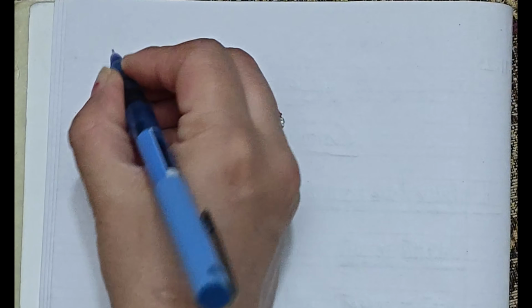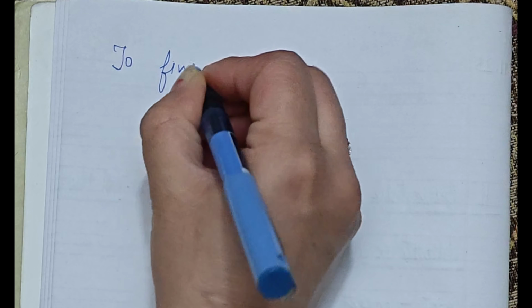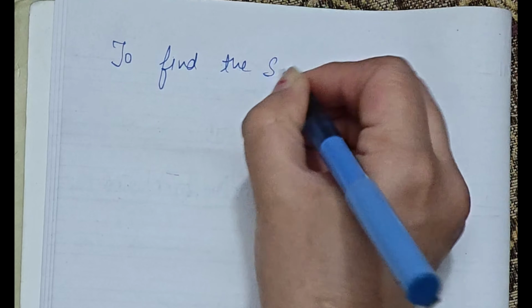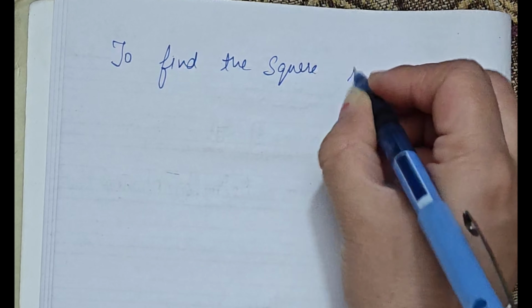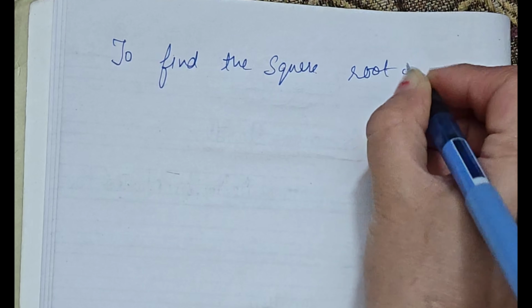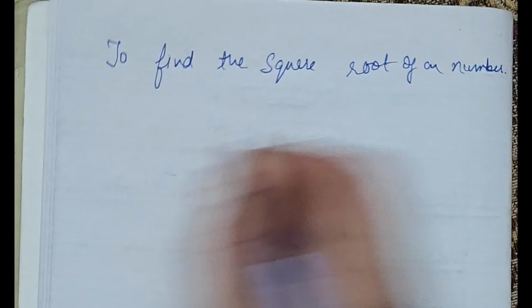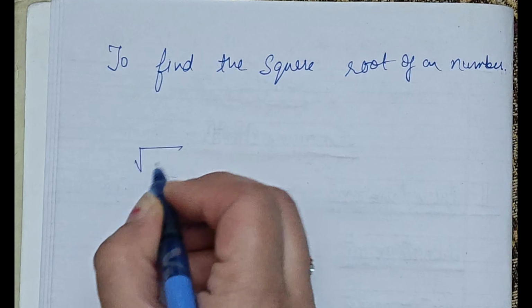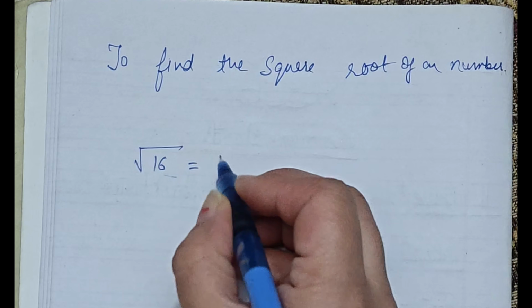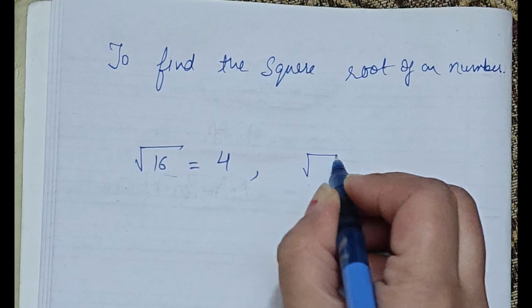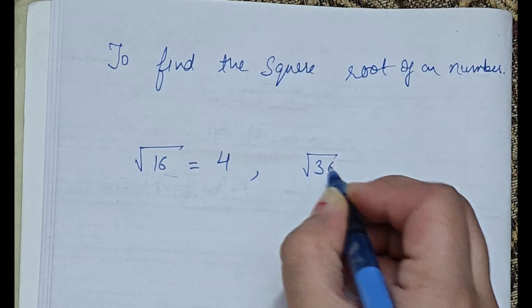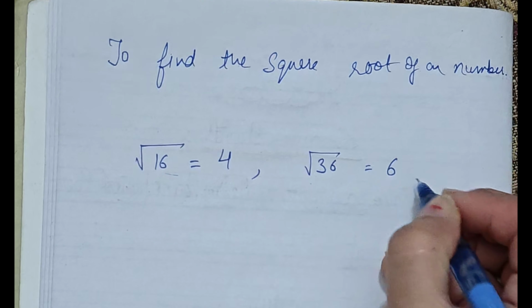Hello friends, today we will learn to find out the square root of a number which is not a perfect square. But first of all we take an example. For example 16. It is a perfect square and the answer is 4. Similarly we will take an example 36. It is a perfect square and the answer is 6.